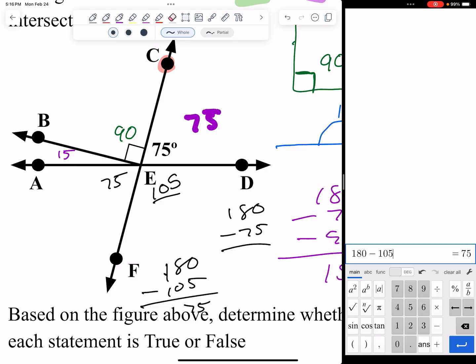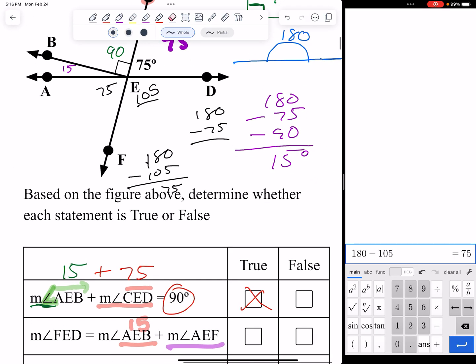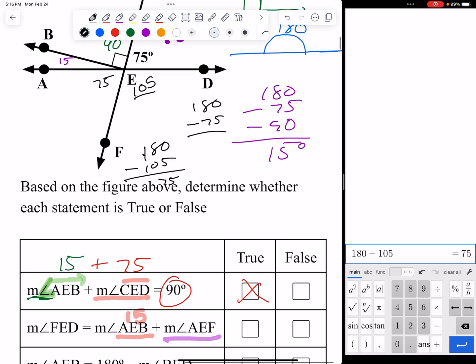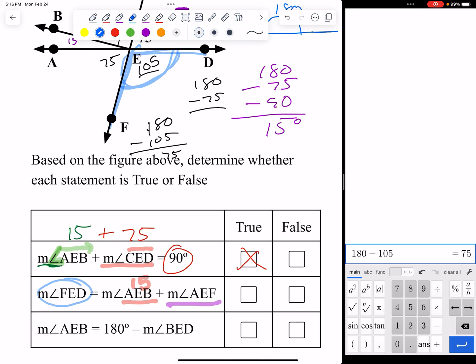And you can see why, right? Because I'm doing all the work anyways. Okay, so I got a bunch of numbers. Let's do this again, from the beginning. I got FED. So this one right here is FED. What angle is that? That's 105.